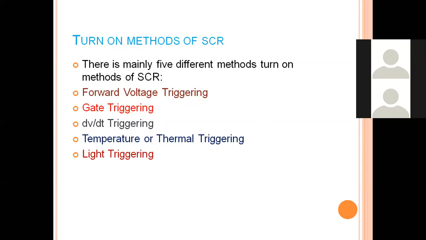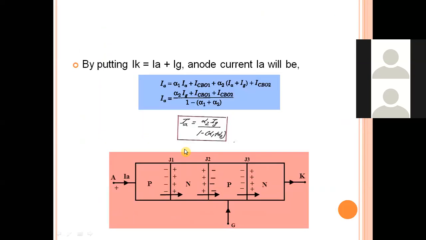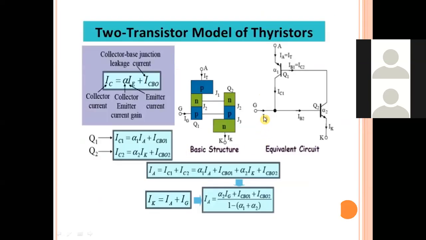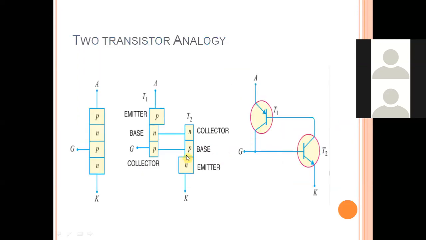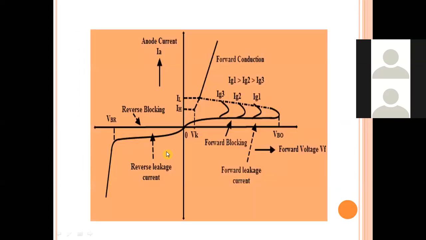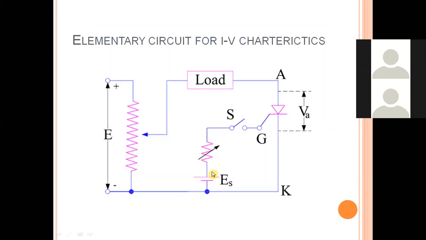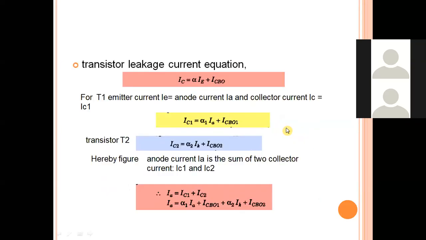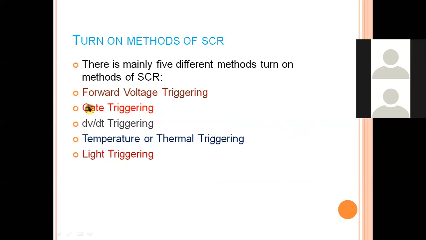You are going to have a device in the conduction, that is forward voltage triggering. Second one is gate triggering. In the case of this gate triggering, you simply inject a gate current. Whenever the gate current is injected, at the required gate current value, the device comes to the conduction. That is the gate triggering method.